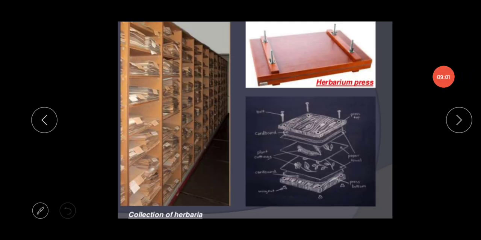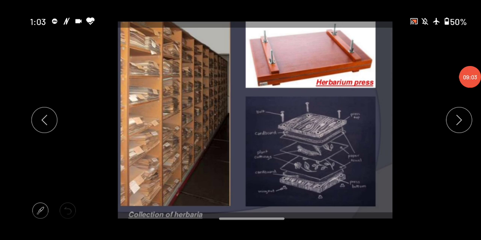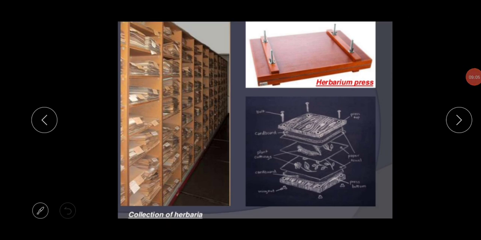So this is the picture of the herbarium sheet. This is the picture of the herbarium. This is the collection of the herbarium. Okay. So this is the thing.